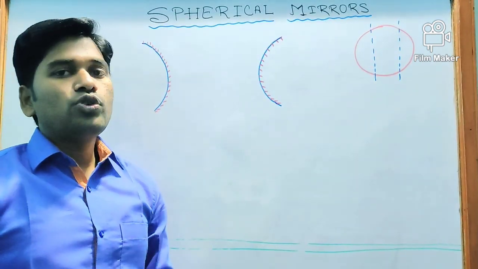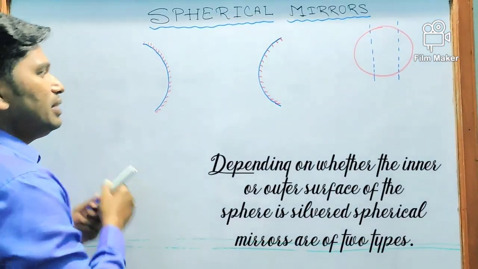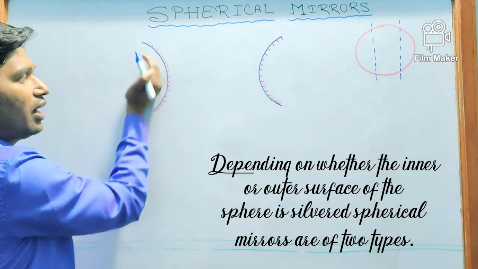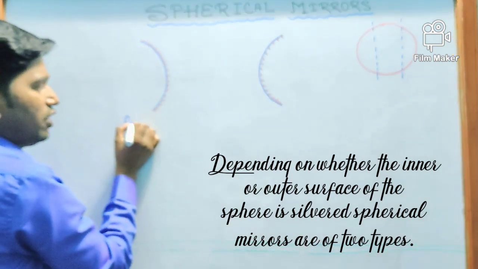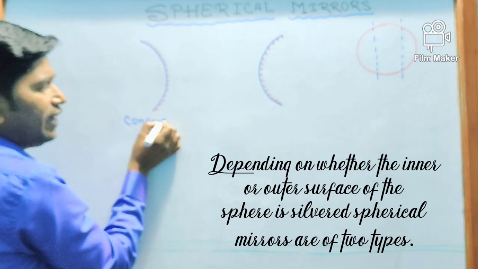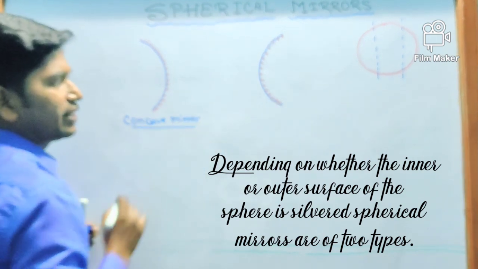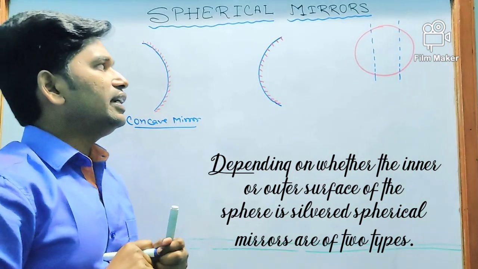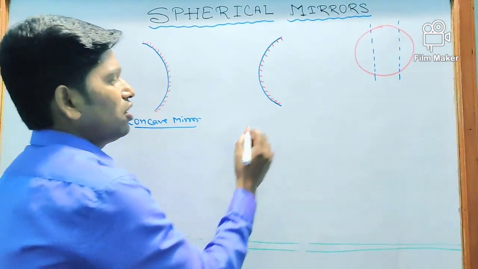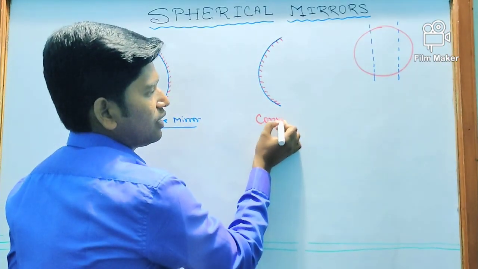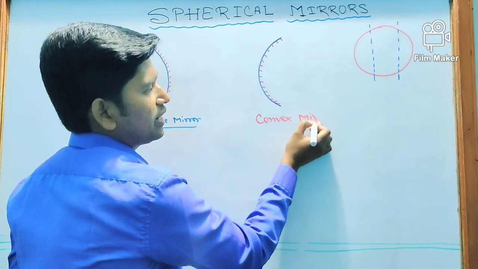It is of two types. This mirror, which is a cave-like structure, is known as a concave mirror or concave spherical mirror. The other one is known as the convex spherical mirror.